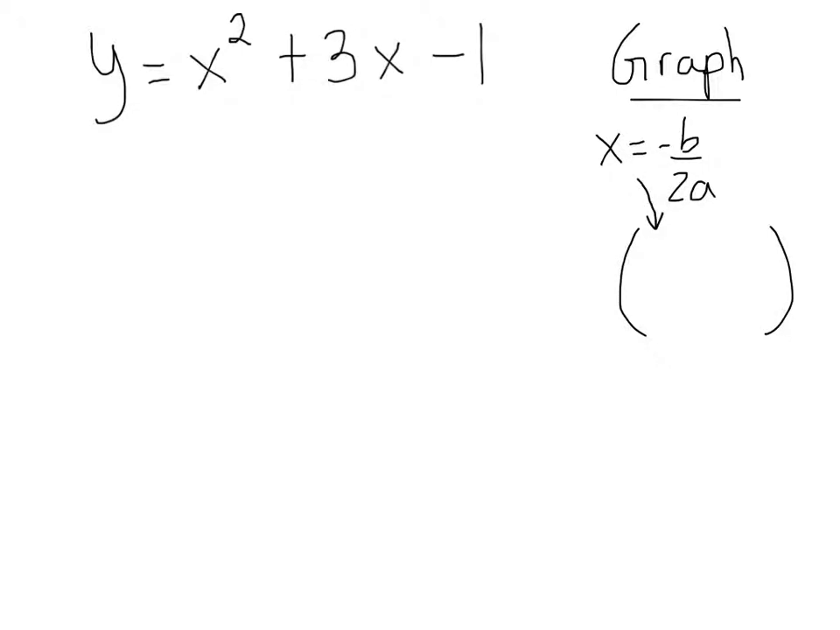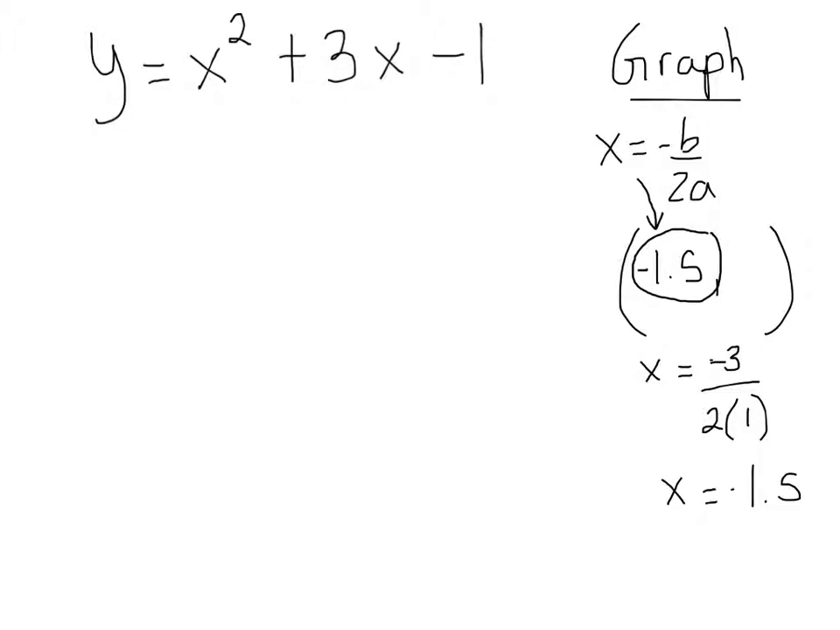So let's do that. What is b in this case? 3. So I have x equals negative 3 over 2 times a, which is 1. So x equals negative 1.5. Negative 1.5. And now we need to find the y value, don't we? In order for us to find the y value of the vertex, what do we do? We plug this x right here, negative 1.5, in for x here and here to get our y out, don't we?